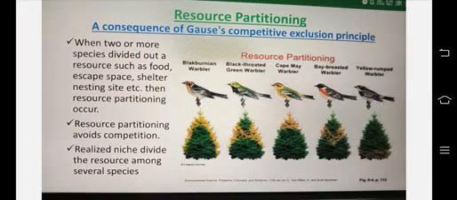Next, resource partitioning, a consequence of the competitive exclusion principle. When two or more species divide a resource such as food, escape space, shelter, nesting site, etc., then resource partitioning occurs. Resource partitioning avoids competition. The realized niche divides the resource among several species. That is resource partitioning.